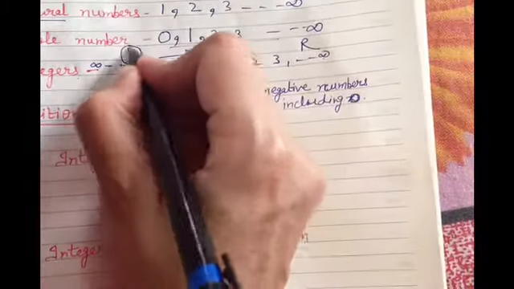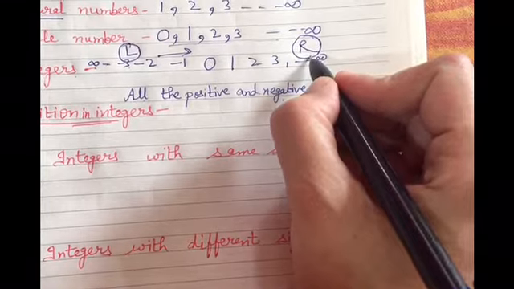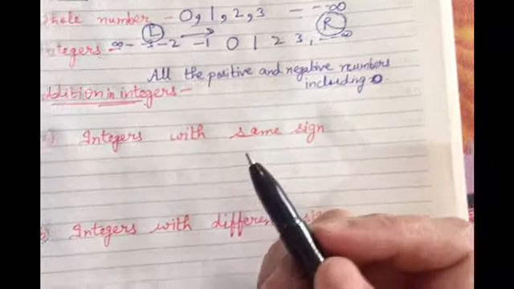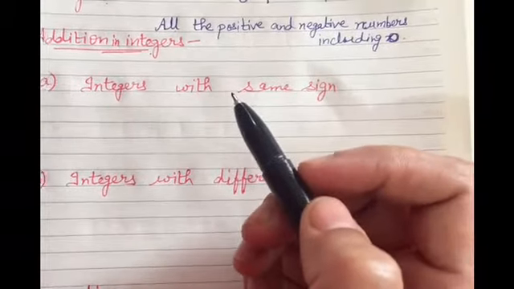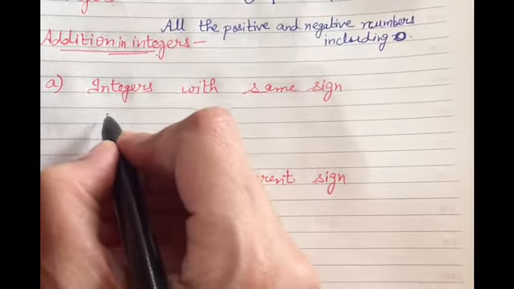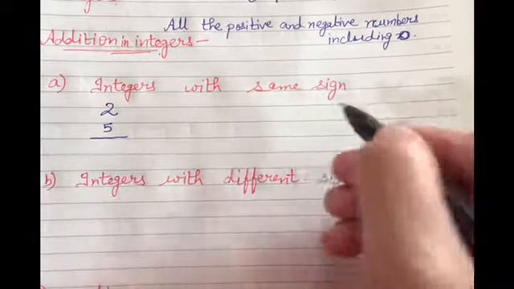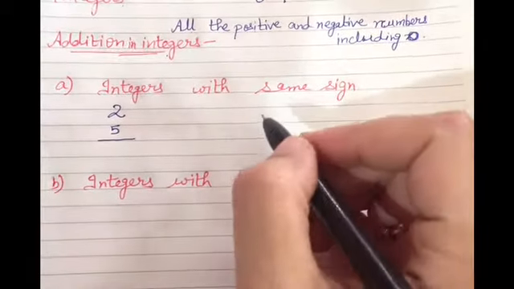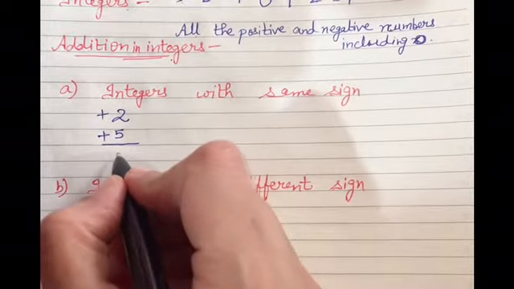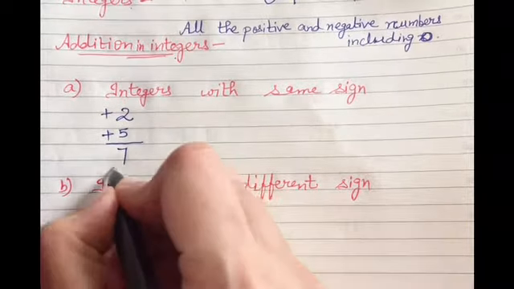That means the numbers which are on the left hand side are small, while the numbers on the right hand side are big. Now let's take addition in the integers, how we are going to add the integers. Now in this we have two cases. One, integers with same sign. For example, if I take 2 and 5, both of them are positive. So if we are going to add them, they will be 7.